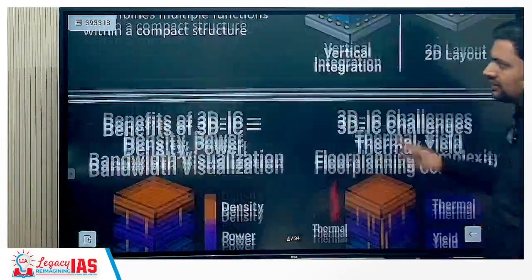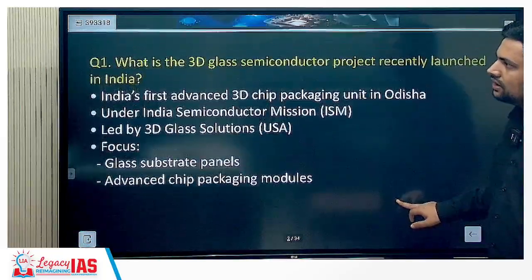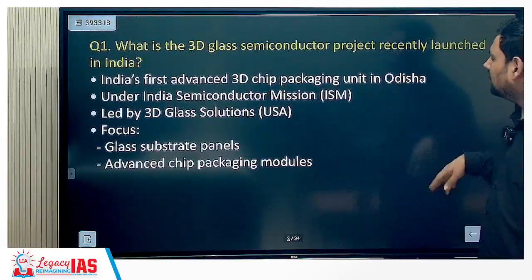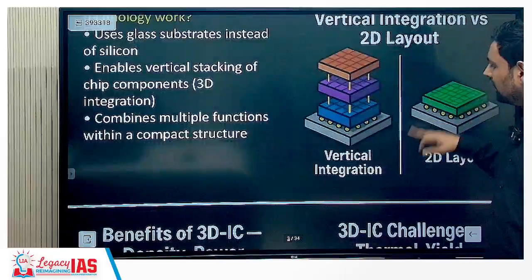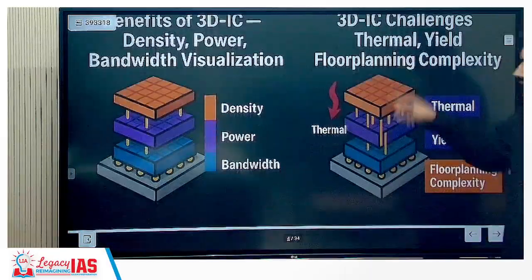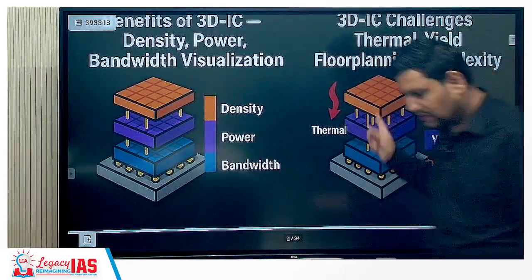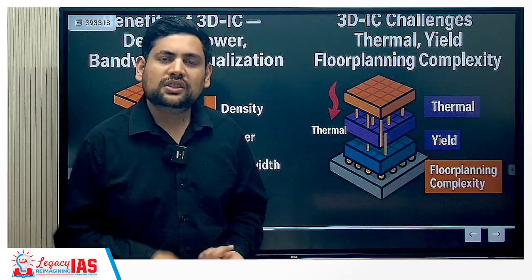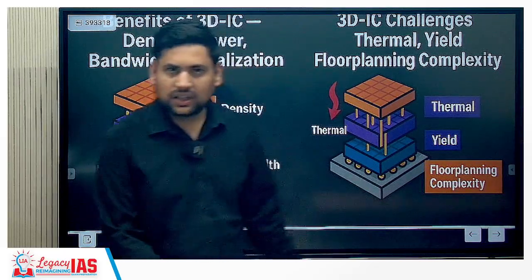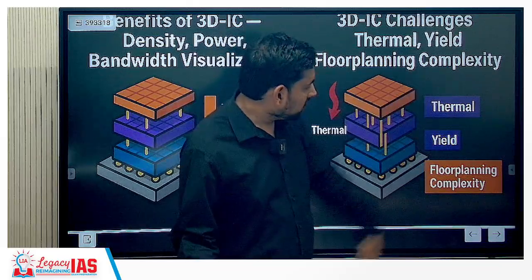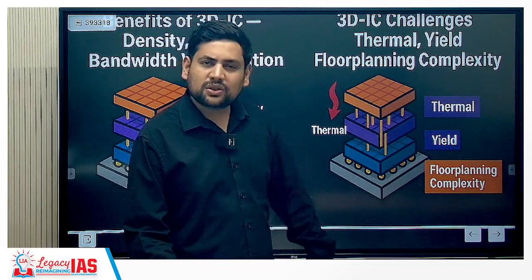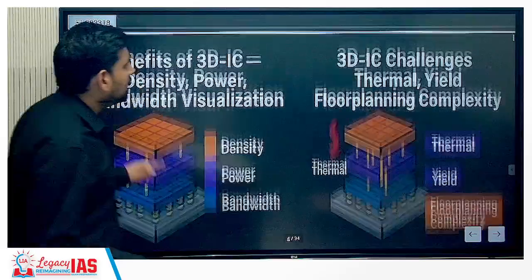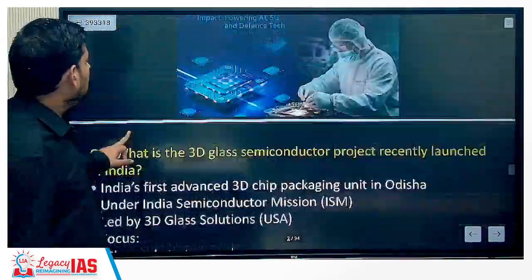Now let's come back to what the 3D glass semiconductor project is. What issues did you understand here? These issues are dealt with. This is mainly an issue of silicon semiconductors. So instead of that, if we use glass, then even these issues of thermal and all are solved. This is why India is focusing on this. Now let's see this.